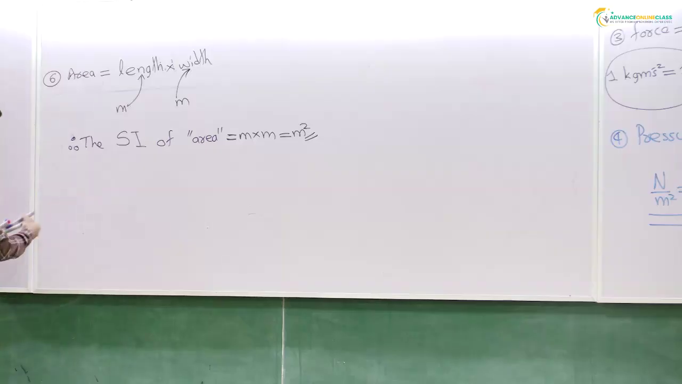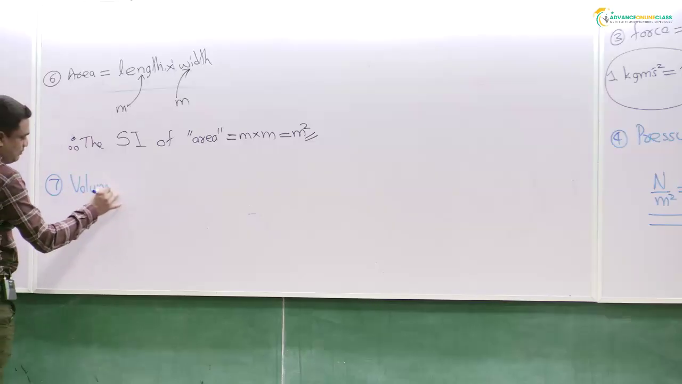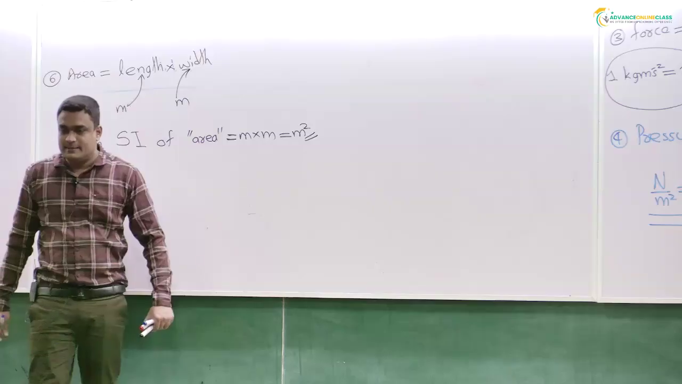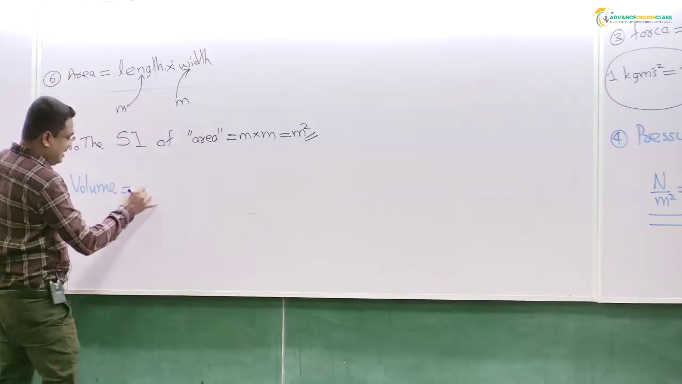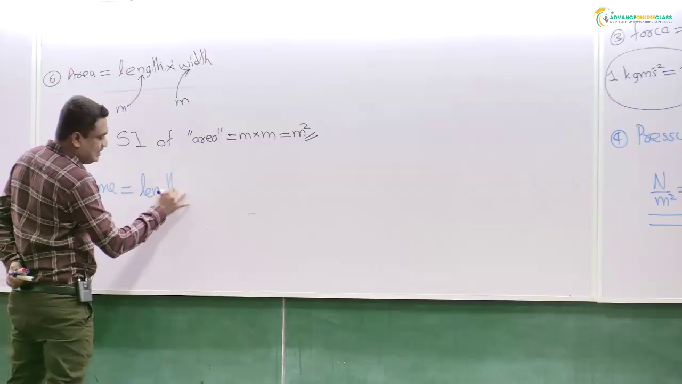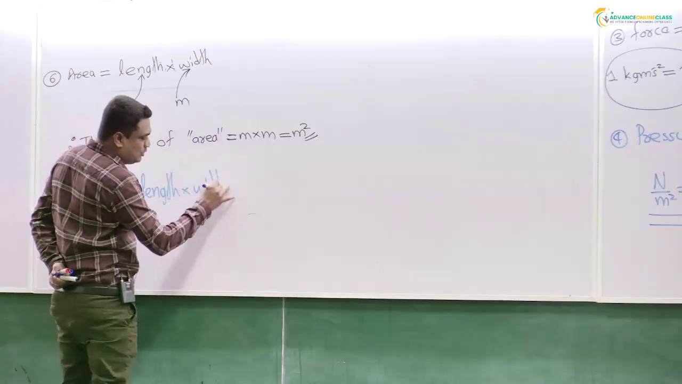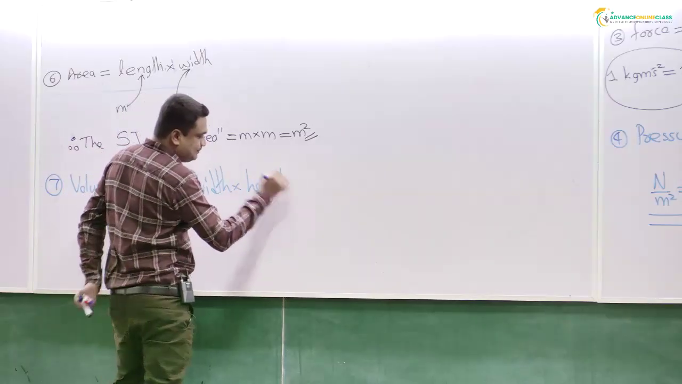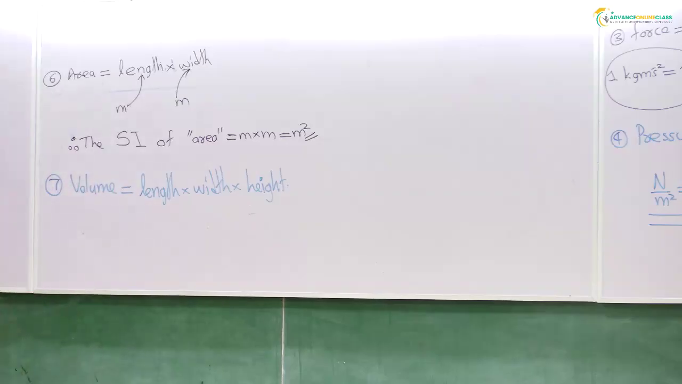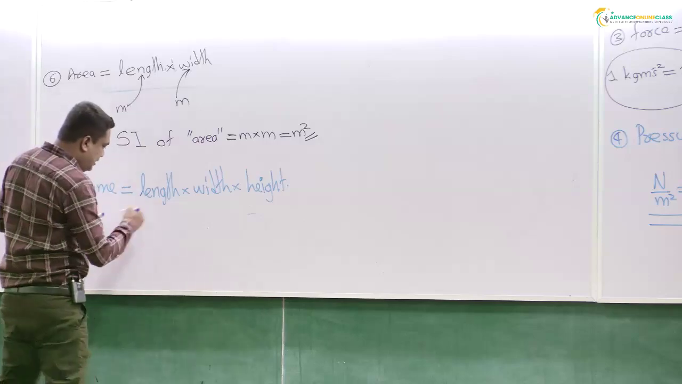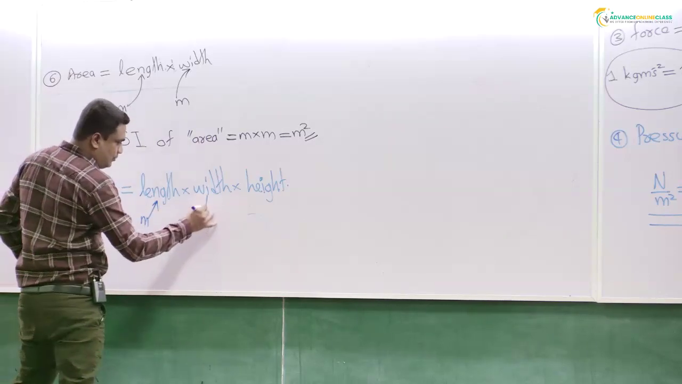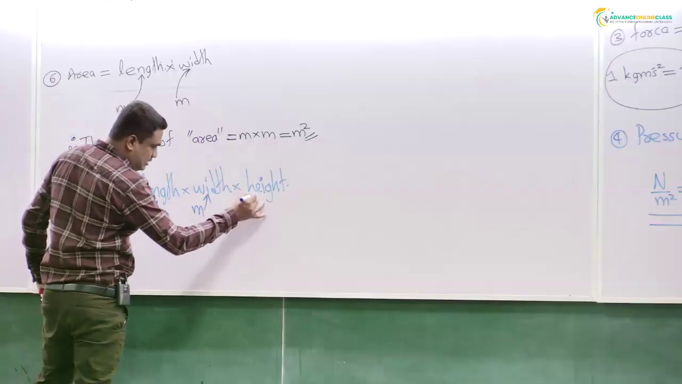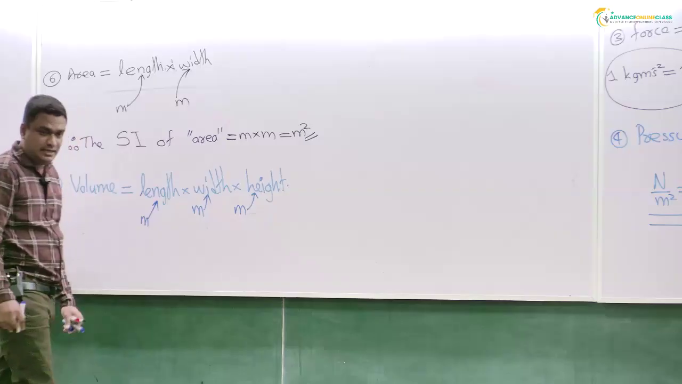Example number 7. Volume. Lucky 7, volume. What's the volume of a box here? Length into width into height. Length is measured by meter, width is measured by meter, height is measured by meter.